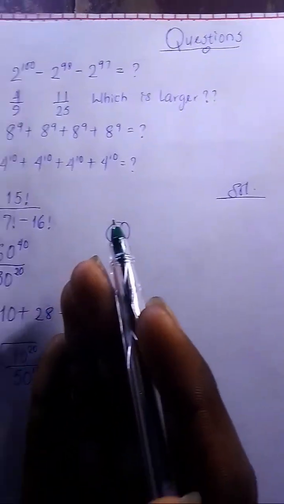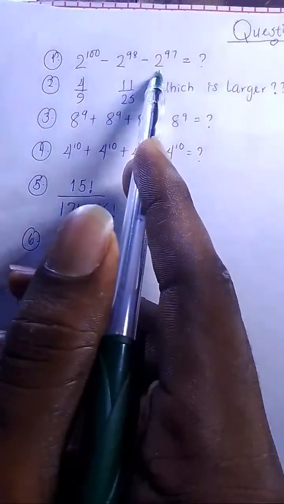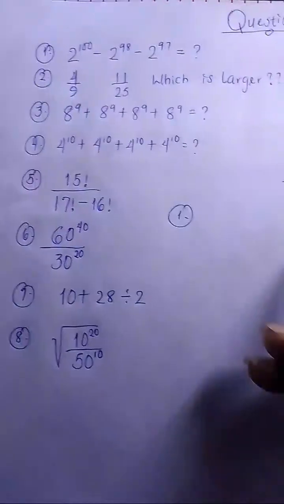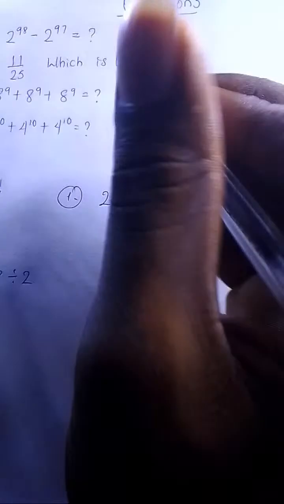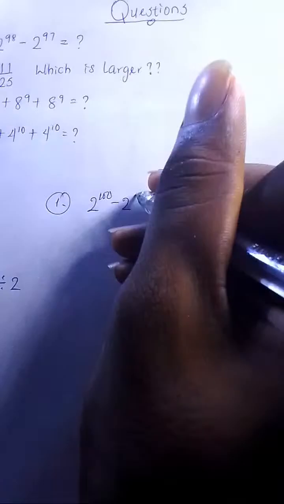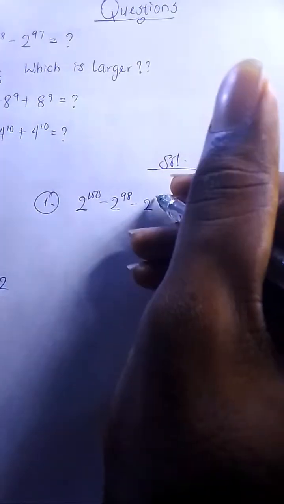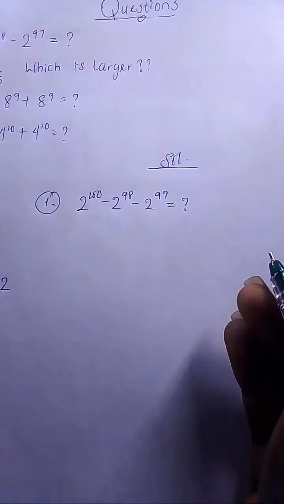Number 1 question: 2 raised to the power of 100 minus 2 raised to the power of 98 minus 2 raised to the power of 97 equals what? Now let's put it down here. So we have 2 raised to the power of 100 minus 2 raised to the power of 98 minus 2 raised to the power of 97 equals what? Now what's the first thing we want to do?